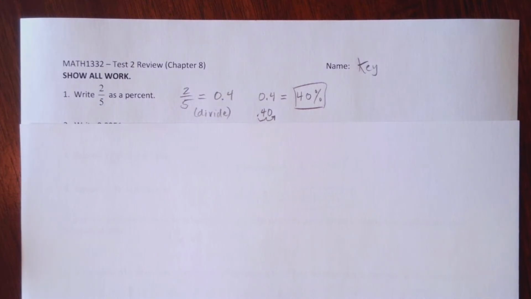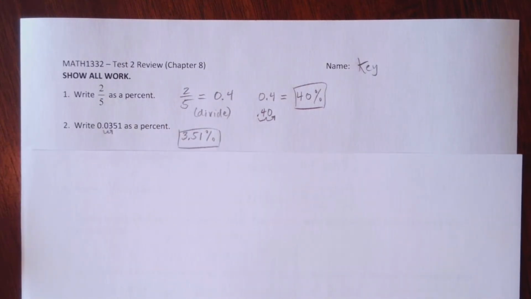All right, let's move on to the second one here. Notice here it says write as a percent. So just like in the last problem, once we have a decimal, we just move the decimal 2 to the right. And you can see that I did that, and you get 3.51%.